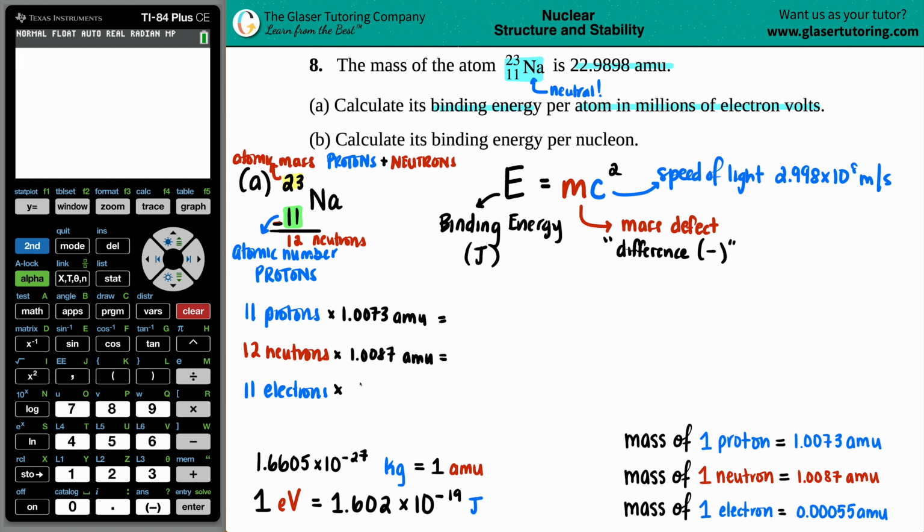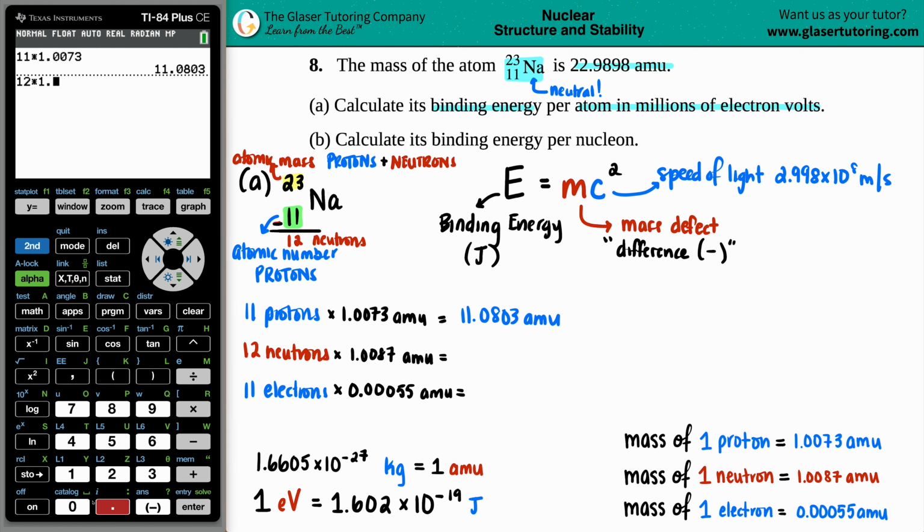And then the electrons are very, very small. Keep in mind that protons and neutrons weigh way more than an electron. Might as well just throw that extra little piece in there for good measure. So let's see. 11 times 1.0073. Okay, so we get 11.0803 AMUs just from the protons.